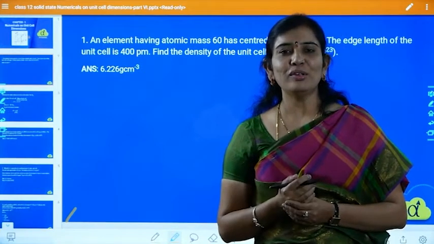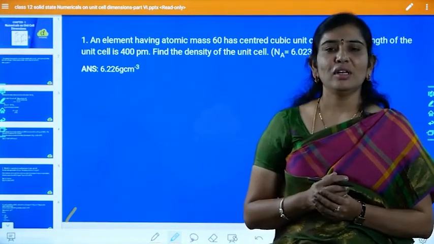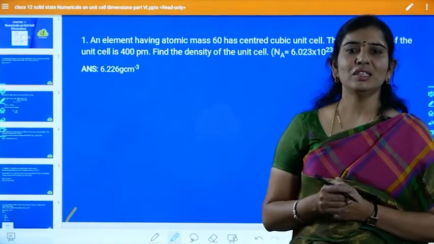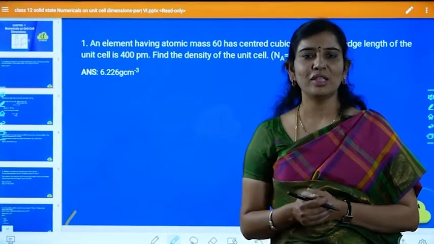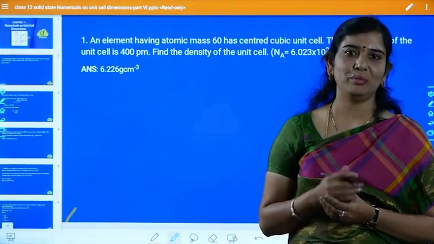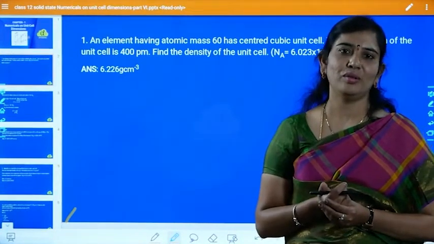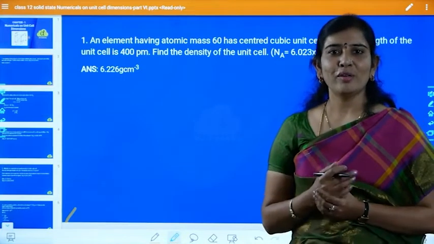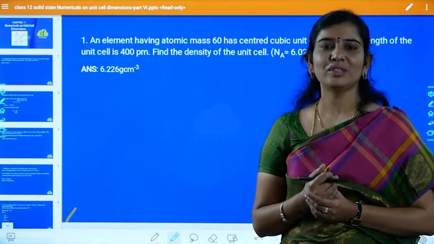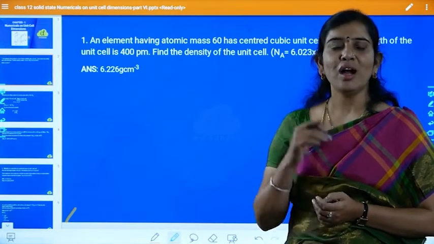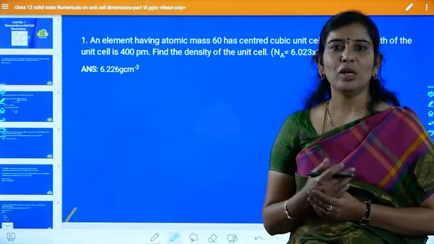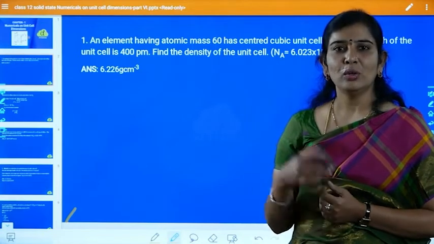In my session 4, we discussed how to calculate unit cell dimension. Now in this session 6, I'm going to take up some numericals because in the exam, some numericals will be asked. Based on that derivation, you have to solve. I hope you are practicing all those derivations, right? Using those derivations, how can you calculate density or edge length or radius or molar mass? We are going to look at that here.